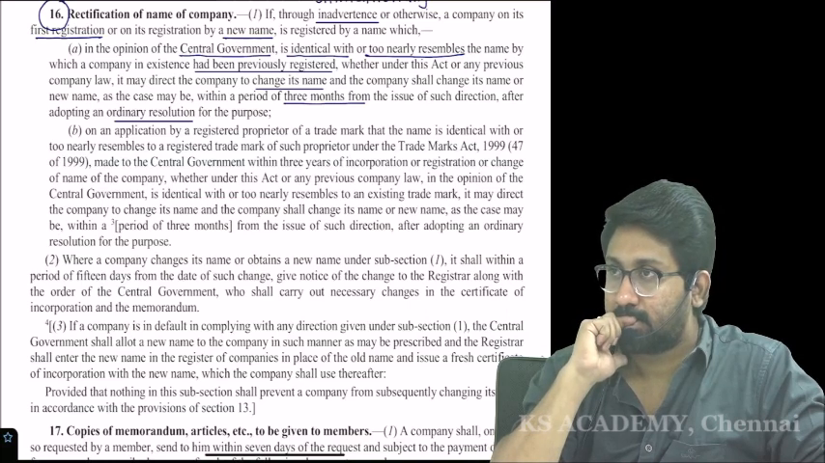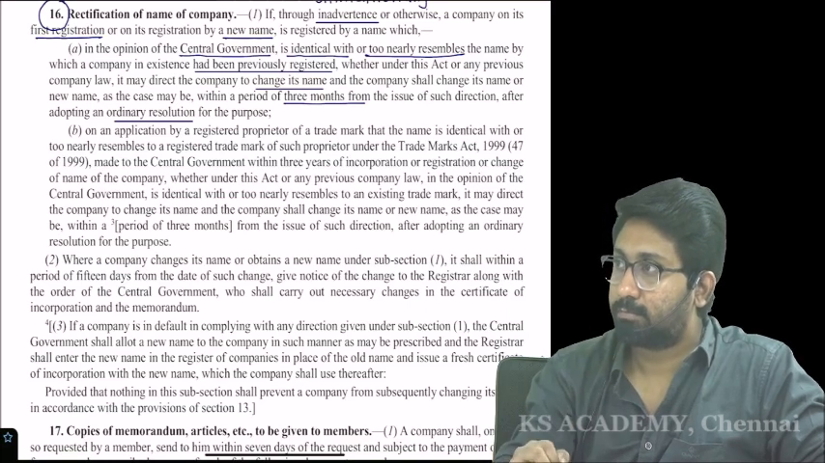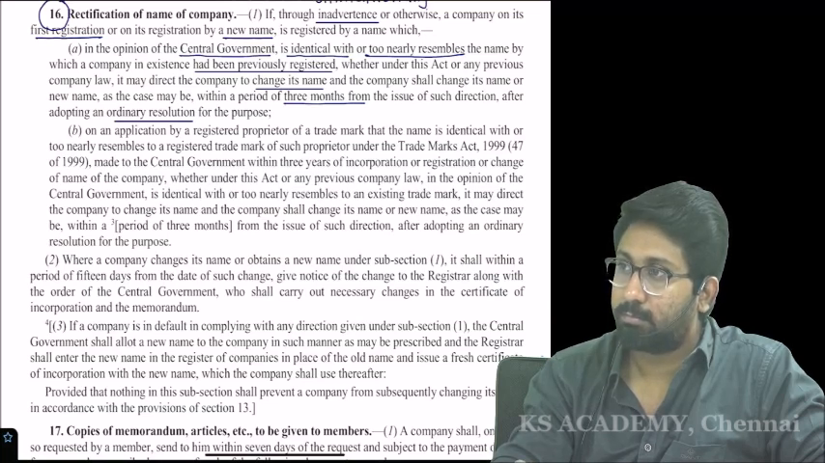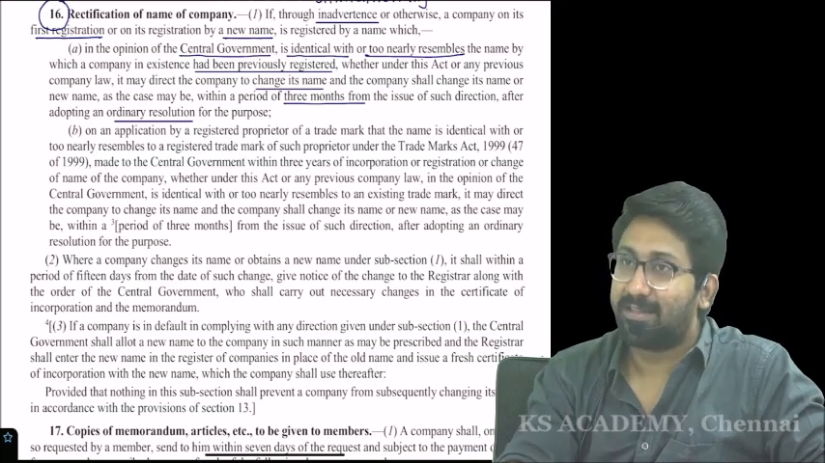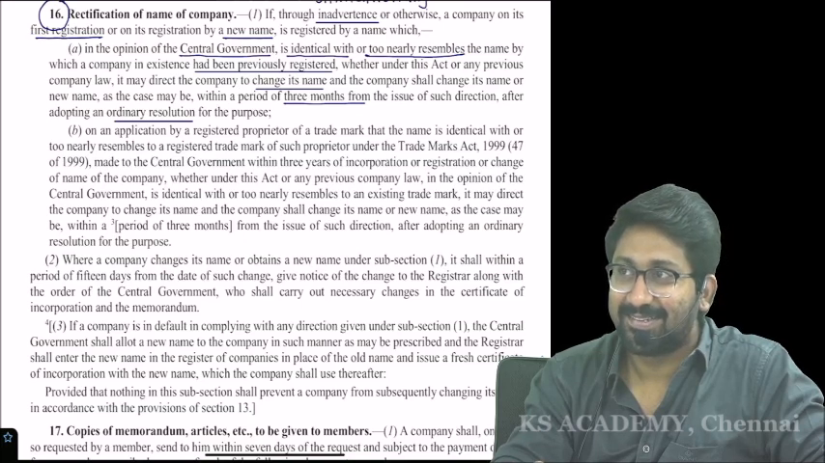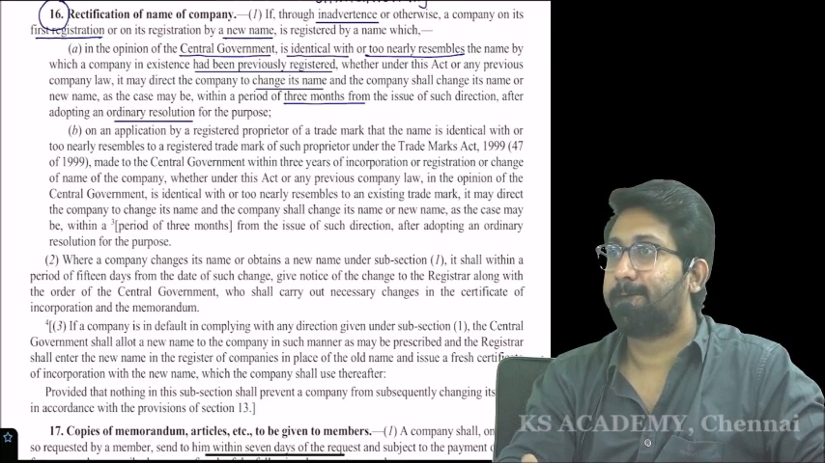So if a company has changed its name in any of the two cases, it has to notify the registrar of companies within a period of 15 months. 15 days, extremely sorry, 15 days, where the registrar of companies will make changes in the memorandum as well as in the certificate of incorporation.